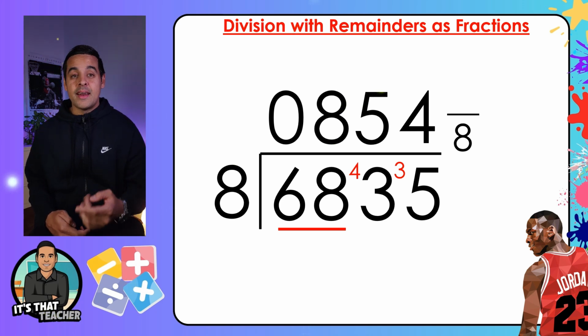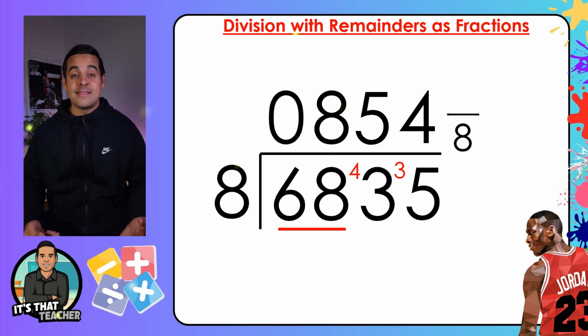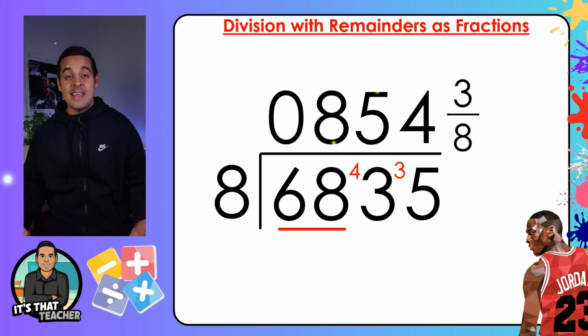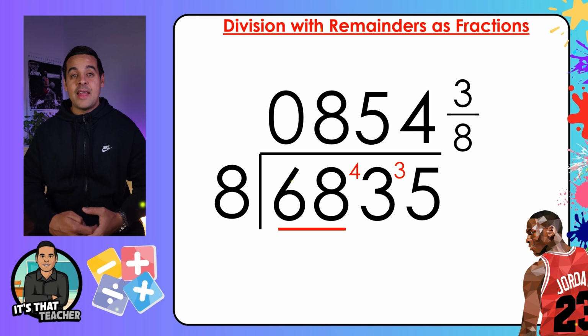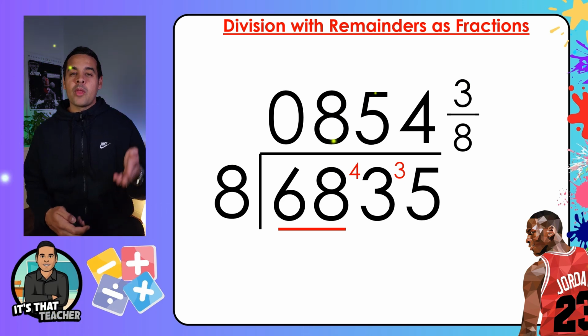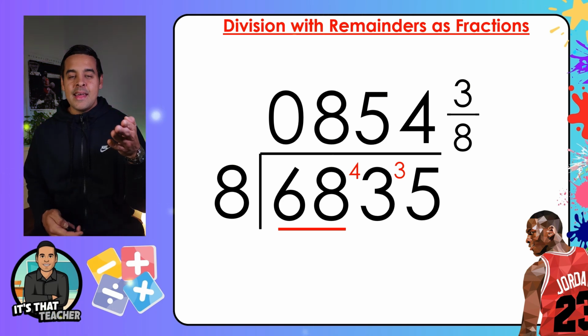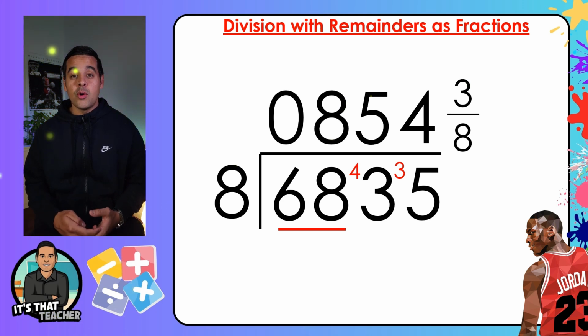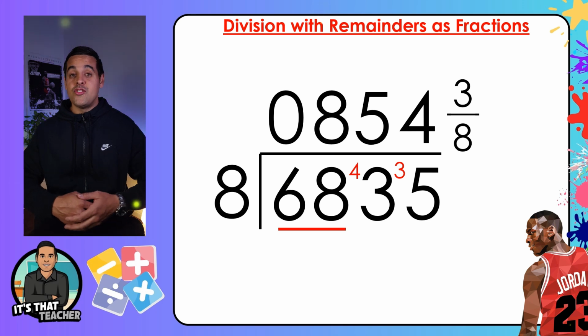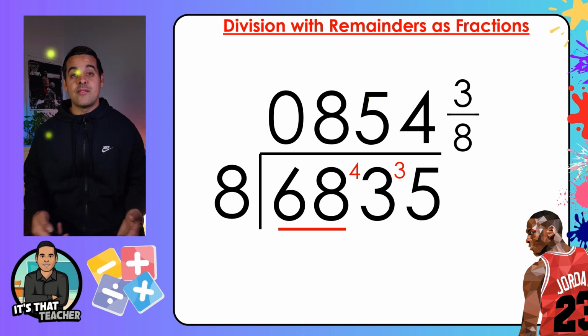Now the numerator is your remainders. So in this case, 3. Now 3/8 is the fraction. So the answer would be 854 and 3/8. Now we cannot simplify that number any further. So that fraction is correct. So that's how you solve a question like that. If you can't simplify the fraction, you just leave it with whatever you have, okay?